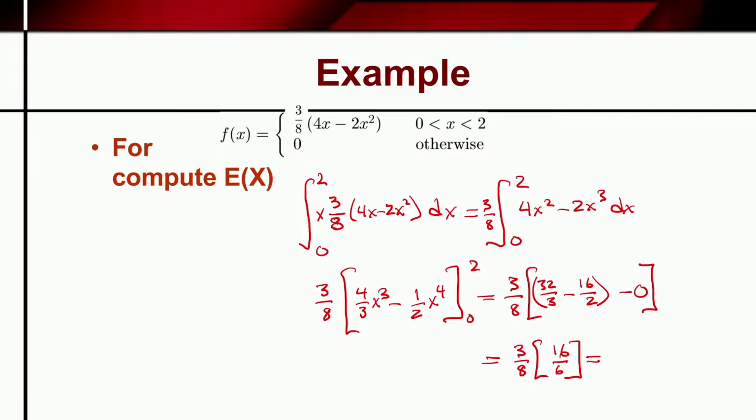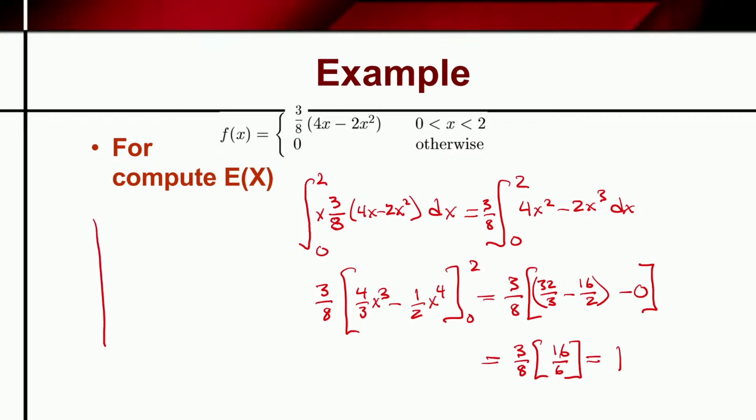What's that? Oh, it's just 1. Very nice. Yeah, it all cancels. So that's the expected value. I suppose some of you might have expected that, knowing what the shape of this function is.